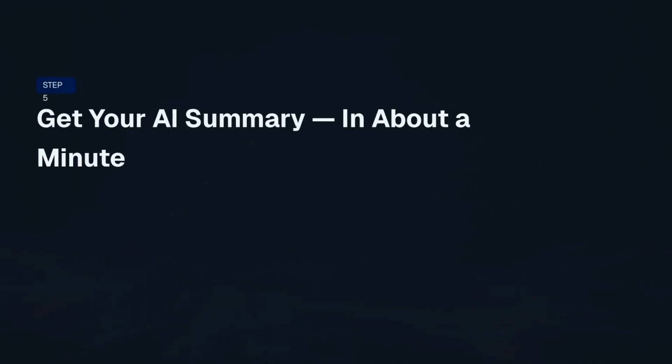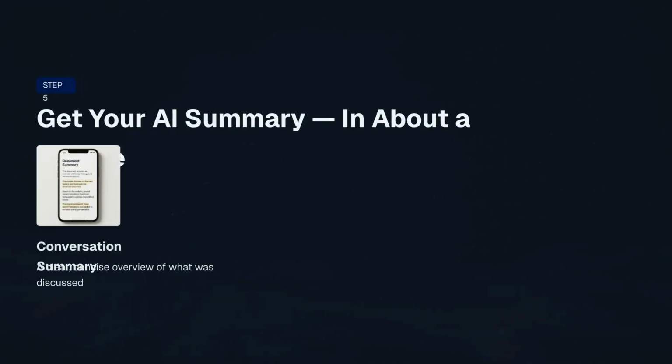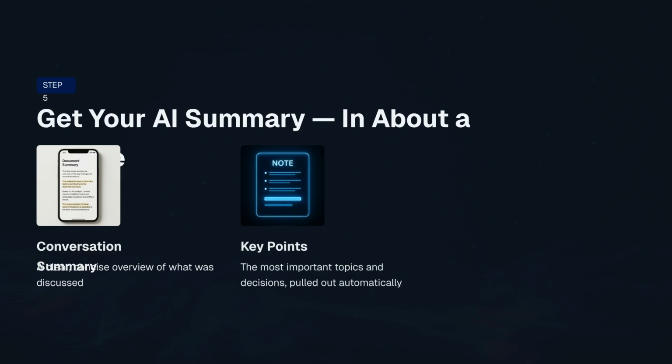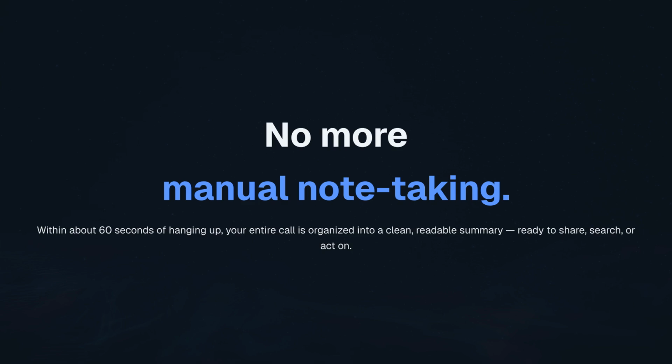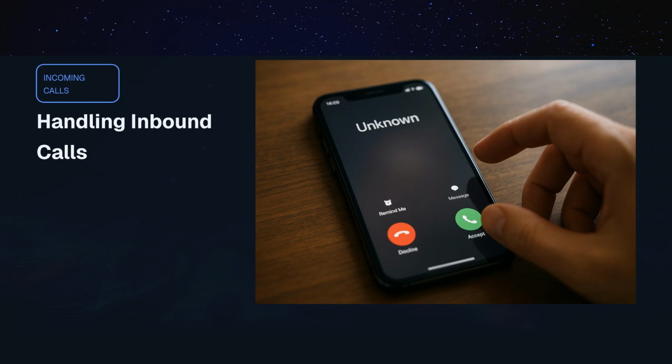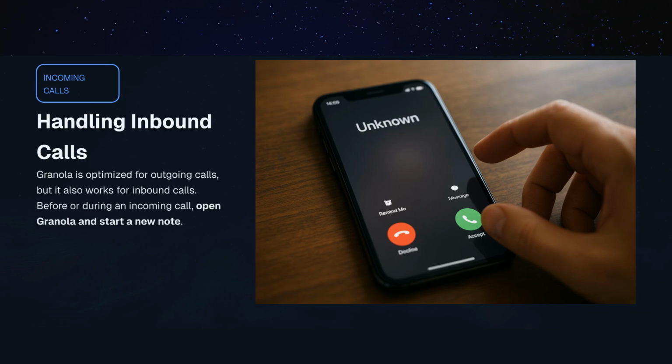Step 5. Get your AI summary in about a minute. You'll receive a conversation summary, key points detailing important topics and decisions, and action steps for follow-ups and next steps. Say goodbye to manual note-taking. Within about 60 seconds of hanging up, your entire call is organized into a clean, readable summary, ready to share, search, or act on.